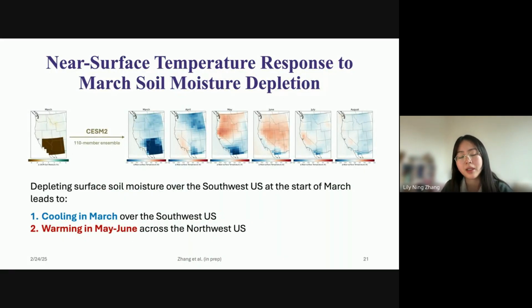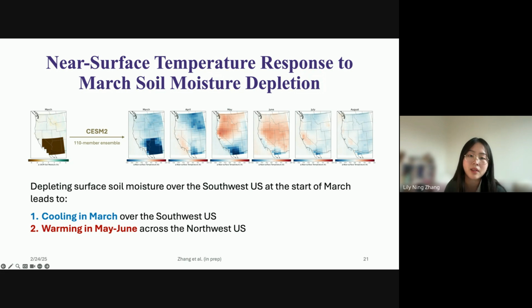I'm going to start off by showing the near surface temperature response to our March soil moisture depletion. So here on the left, I'm just showing the result of our soil moisture depletion on the average 10 centimeter soil moisture for the month of March. And we see that, encouragingly, even though we were only doing this one-time change to the restart file, it did manage to affect the average for March in a noticeable way.